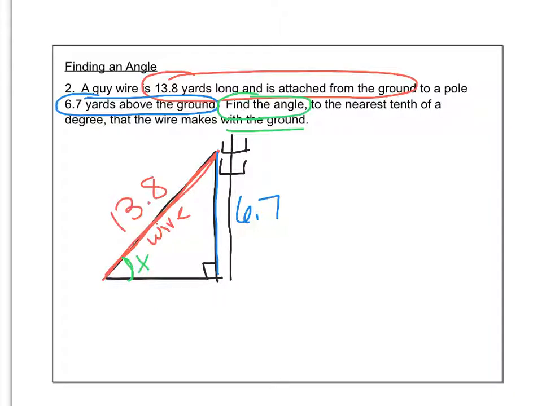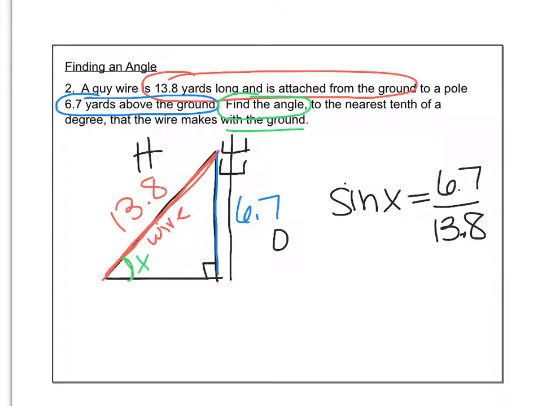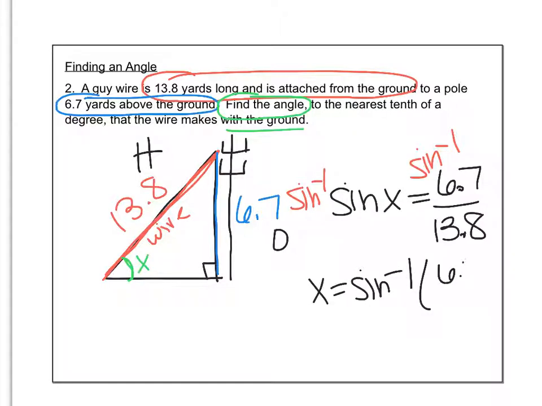So the setup here, you still want to look from the angle. We're going to label the sides. This is O, this is H, so we're going to use sine. Sine x is equal to 6.7 over 13.8. And then to solve this, you need to think about what you need to do to get rid of sine. To get rid of sine, we have to use sine -1. So I'm going to do that. So what you're going to type in your calculator is sine -1 of 6.7 over 13.8. And that should give you an angle measure, something between 0 and 90.